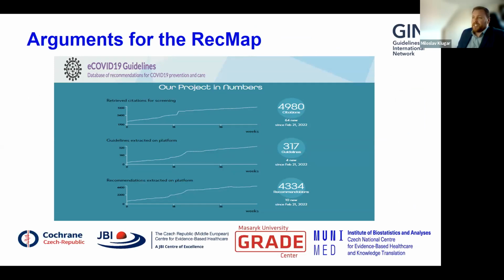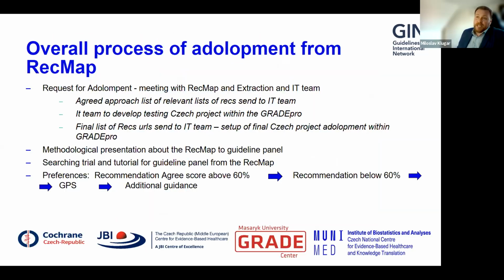There are 317 guidelines, which are appraised by AGREE scores, extracted on the map. And there are 4,333 recommendations right now. So this is a huge living repository of guidelines.